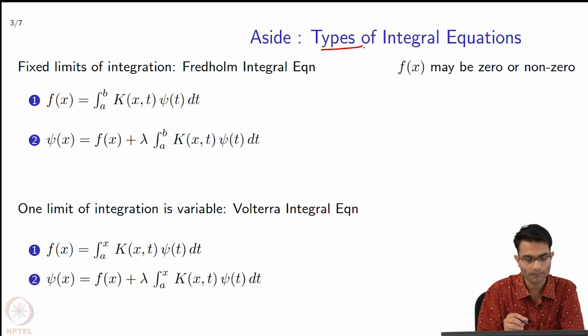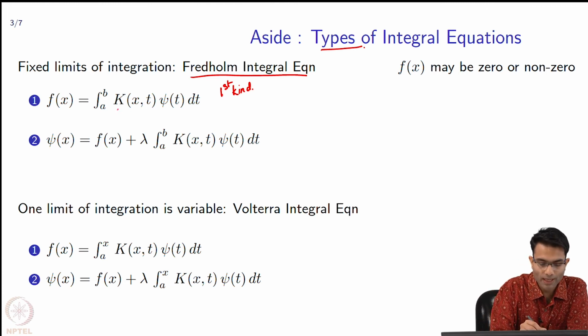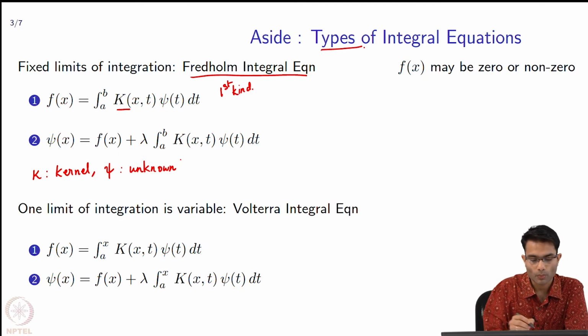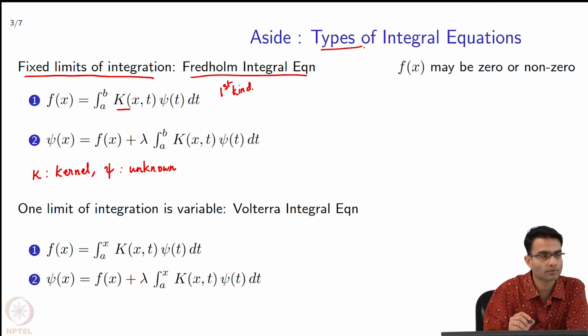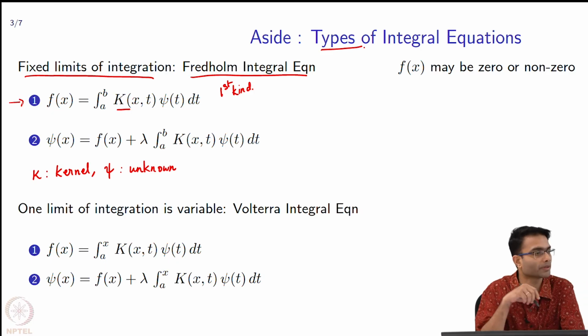So, we will start from the top. What we just saw was a Fredholm integral equation. This is of the first kind. Okay. So, this k over here is called a kernel. Okay. This psi over here is the unknown. Okay. When the limits of integration are fixed, right. So, that gives us a Fredholm integral equation.